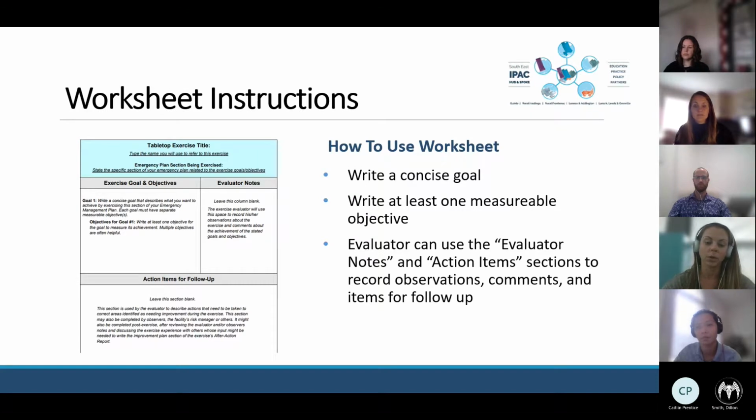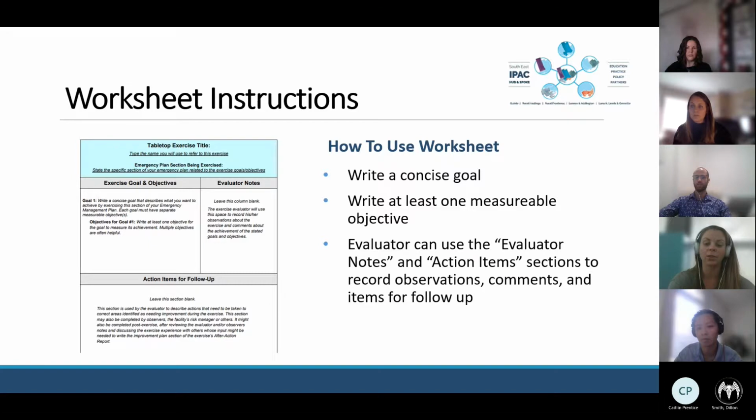So these are the worksheet instructions. Participants use this worksheet. They write a concise goal that describes what they would like to achieve, as well as at least one measurable objective that they can use to measure accomplishment of that goal. The participant does not fill in the other sections.